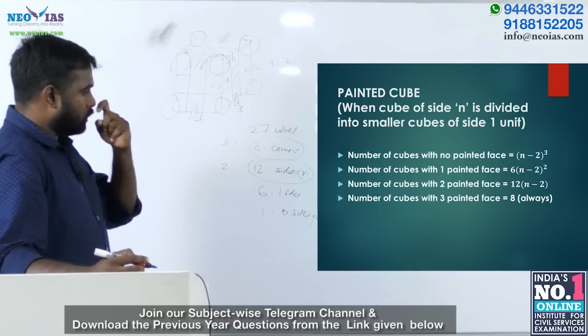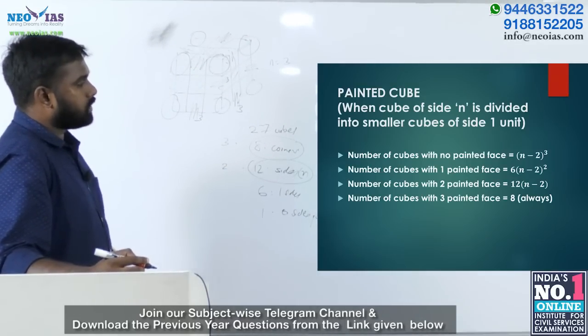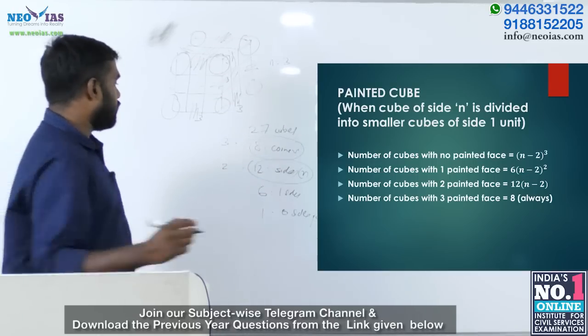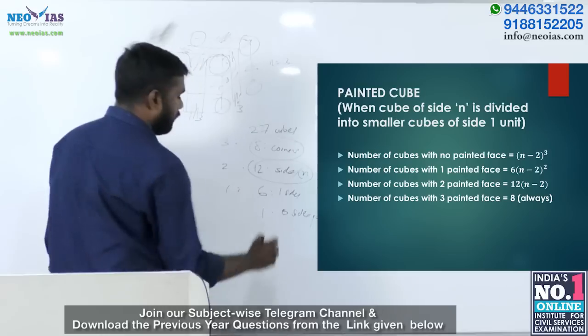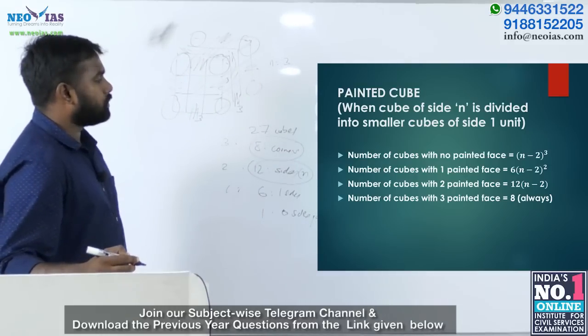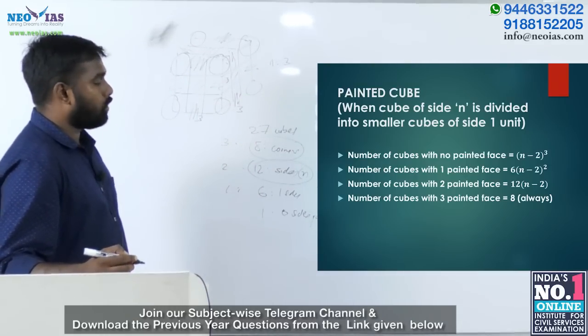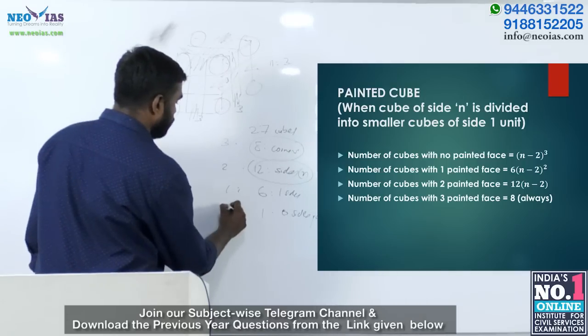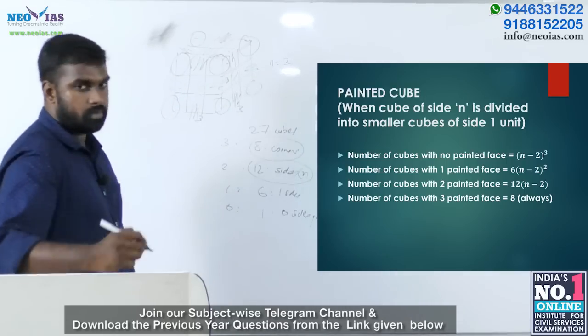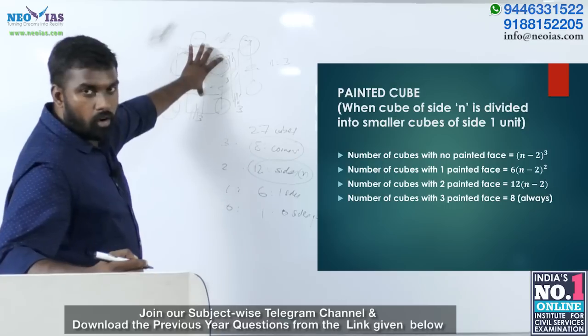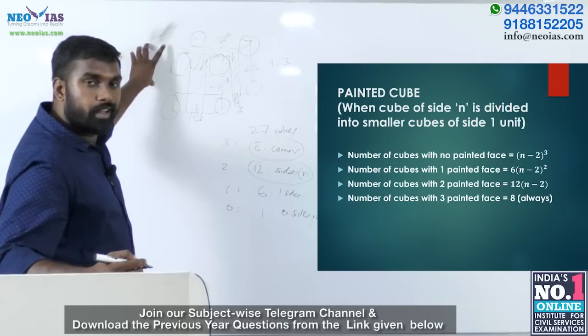Then what is the case of one painted face? 6 into n minus 2 raised to 2. 3 minus 2 is 1. 1 into 6, 6. Six cubes have one face painted. And the number of cubes with no painted face is n minus 2, that is 3 minus 2, 1, raised to 3, 1. 0 painted faces. Understood? You just compare this with the 3 into 3 into 3 cube I drew.